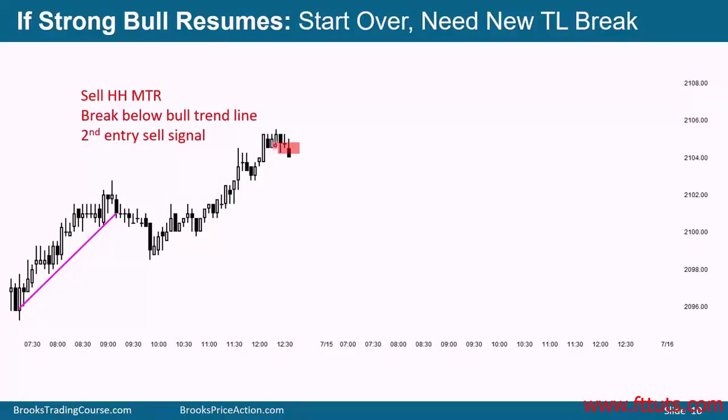You can say it's a second entry short: it went below this bull bar, tried to resume with this doji, and now we're getting a second entry short. I would not call this a higher high major trend reversal. I would call it a minor reversal. And more likely, we're going to go sideways rather than down.